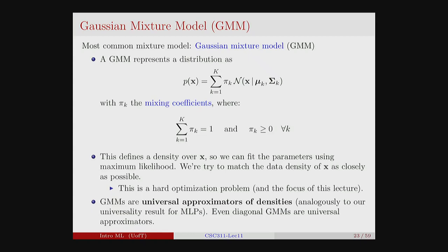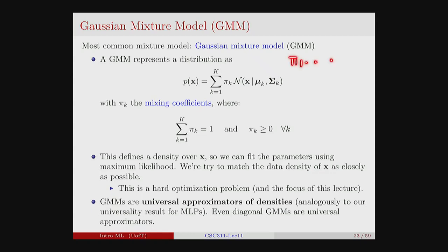Okay, so pi k are called the mixing coefficients, and the summation over pi k over all k is equal to 1, and each pi k is greater than or equal to 0. And so this is going to be something that defines a density over x. So we can fit the parameters of our model using the maximum likelihood principle that we talked about in class before. We're going to try to match the density of the observed data as closely as possible to fit the parameters of this model. What are the parameters of this model?